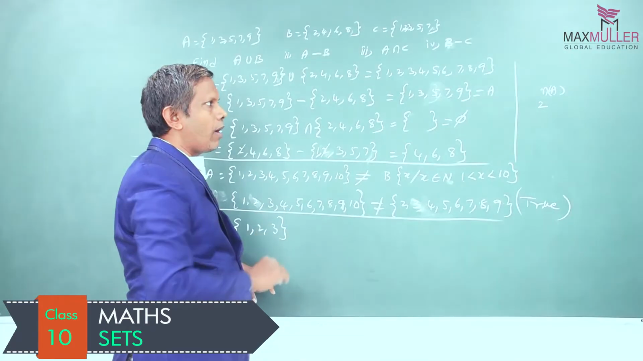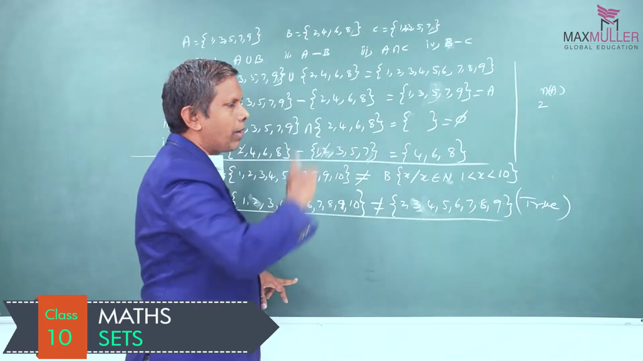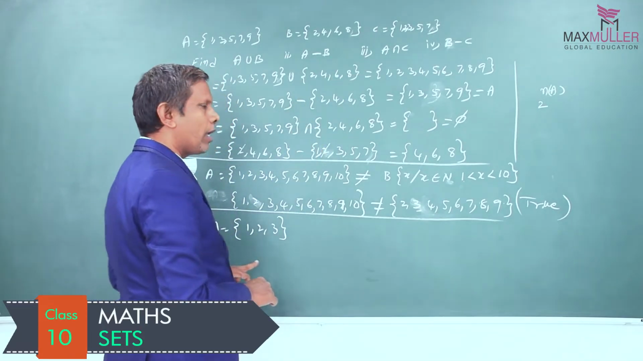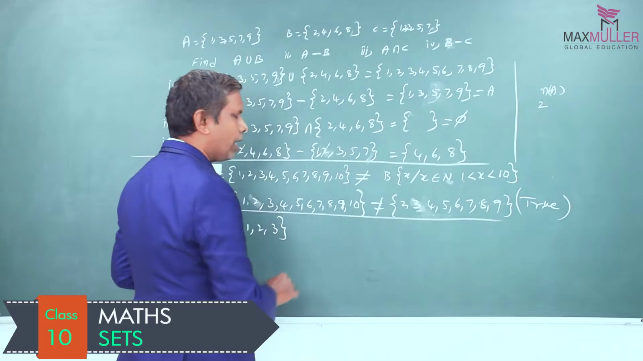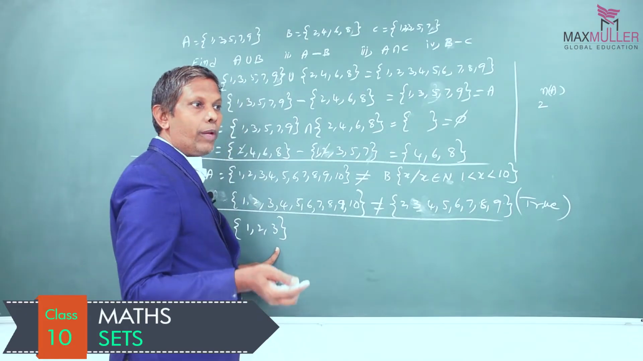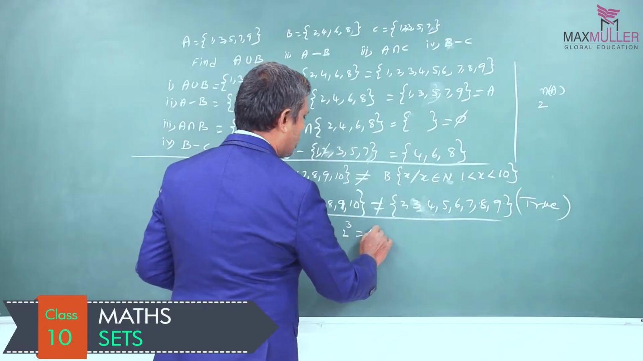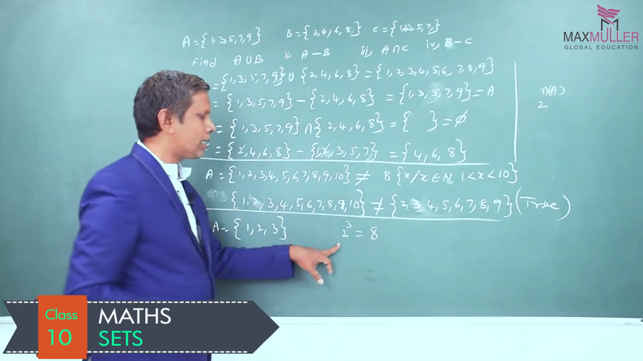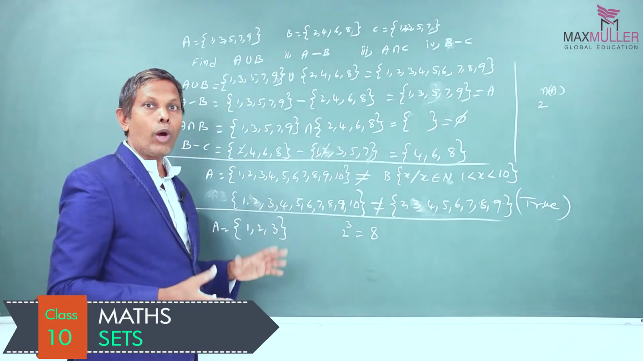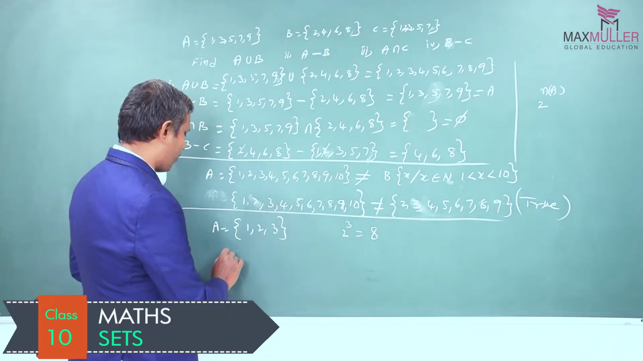So using that formula, 2 power n of A, 2 power number of elements. Here how many elements? Here 1, 2, 3, 3 elements are there. How many subsets can you write? 2 power 3, that is equal to 8 subsets you can write. What are the subsets? I will list out the subsets.